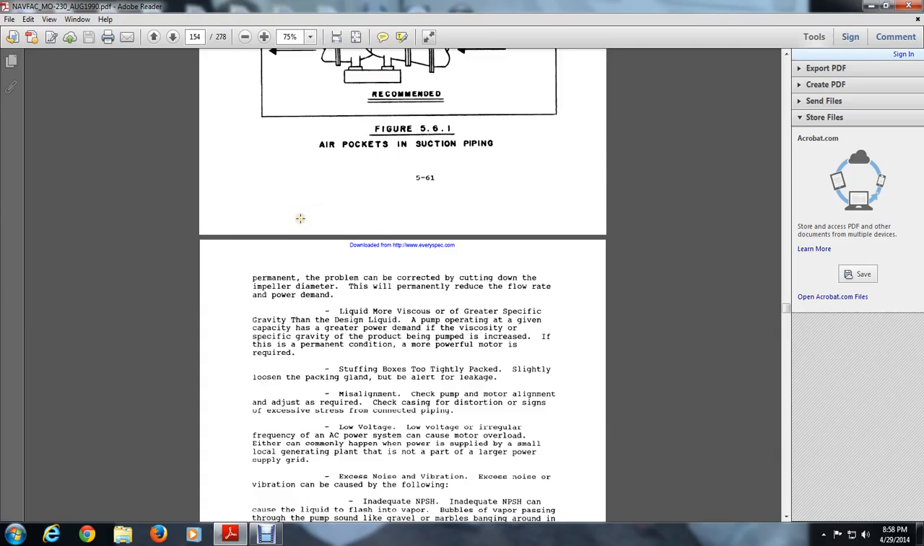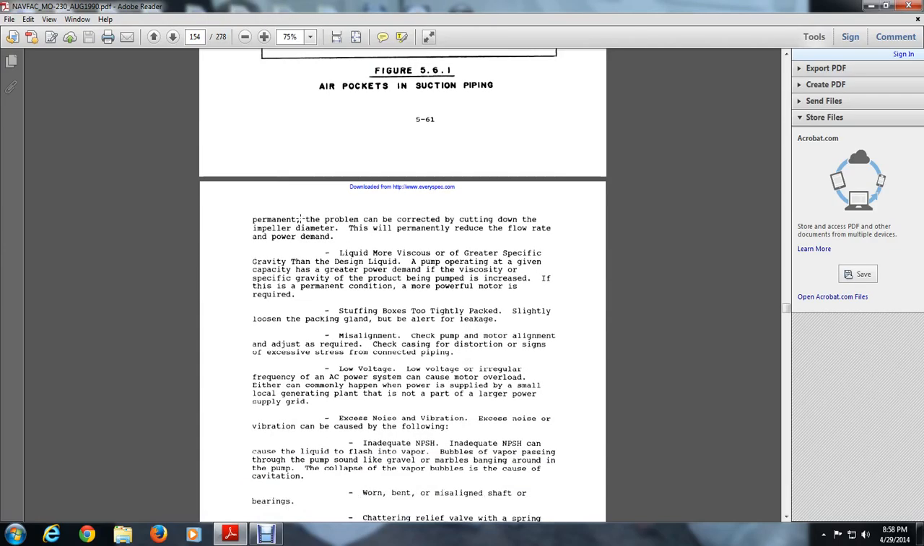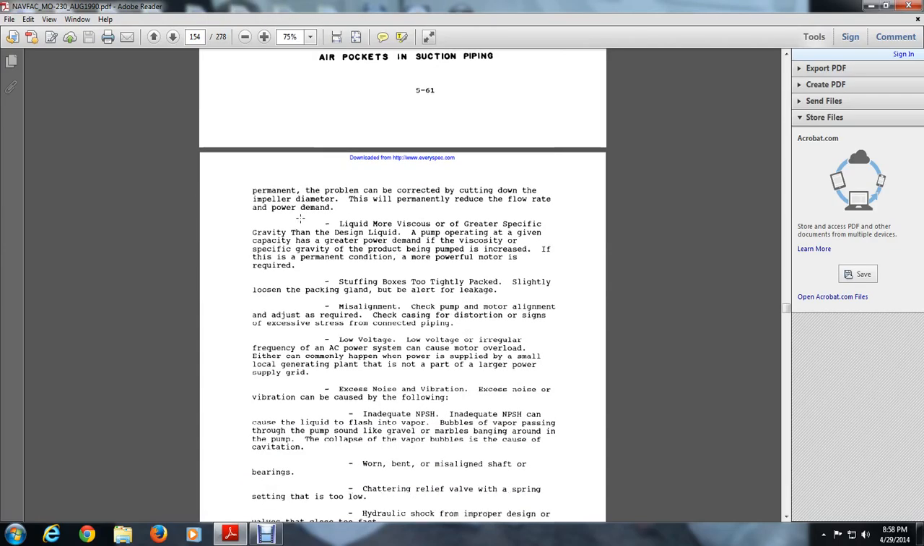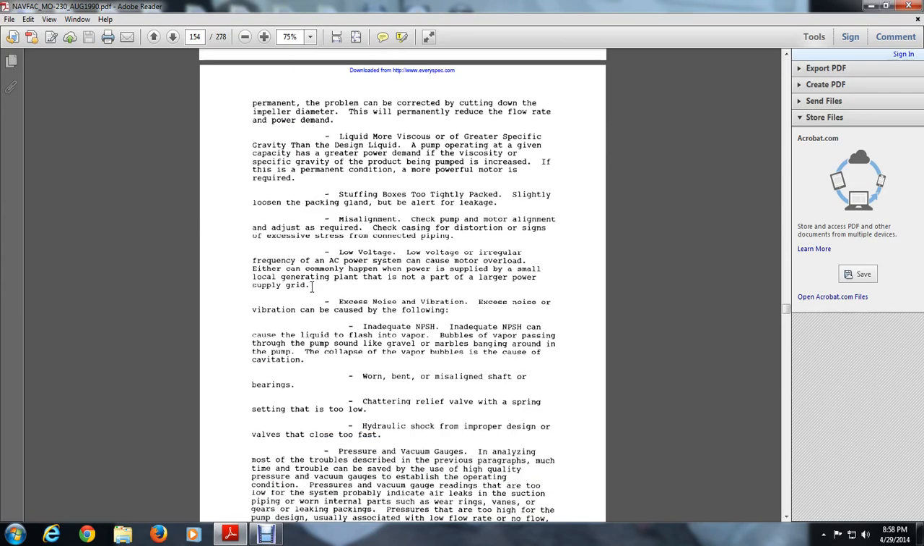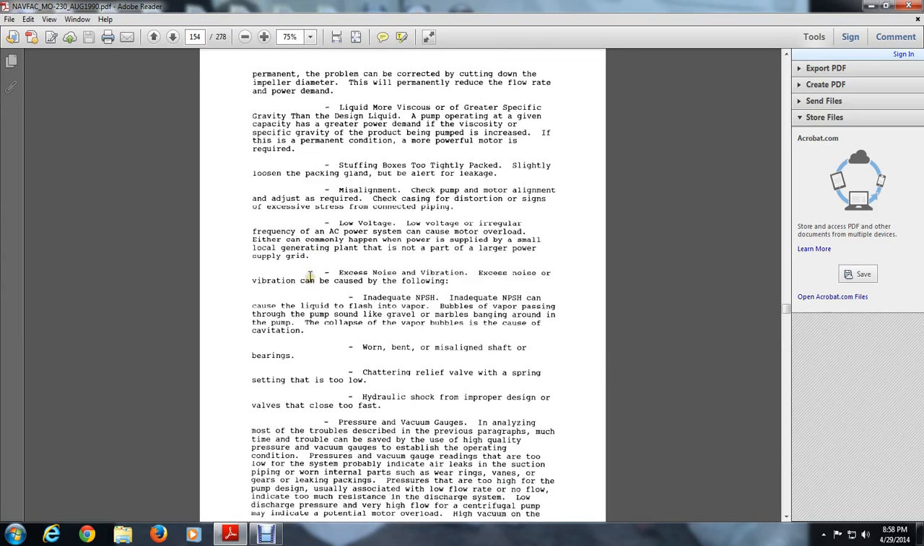Excess noise and vibration. Excess noise and vibration can be caused by the following: inadequate net positive suction head, NPSH. Inadequate NPSH causes liquid to flash into vapor bubbles, and the vapor passing through the pump sounds like gravel or marbles banging around in the pump. The collapse of the vapor bubbles causes cavitation. Worn, bent, or misaligned shafts or bearings. A relief valve spring setting that is too low. Hydraulic shock and improper design of valves that close too fast.